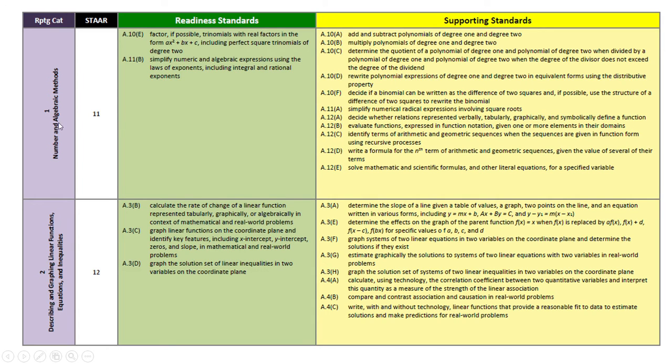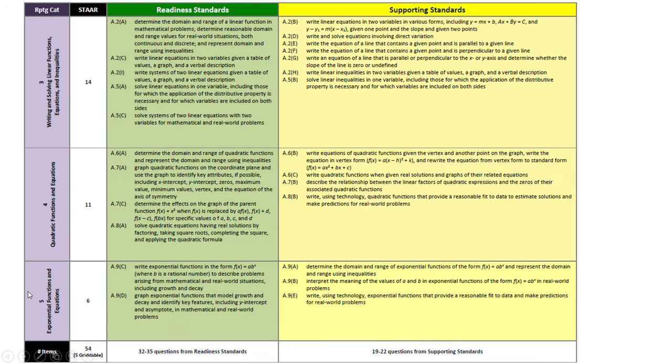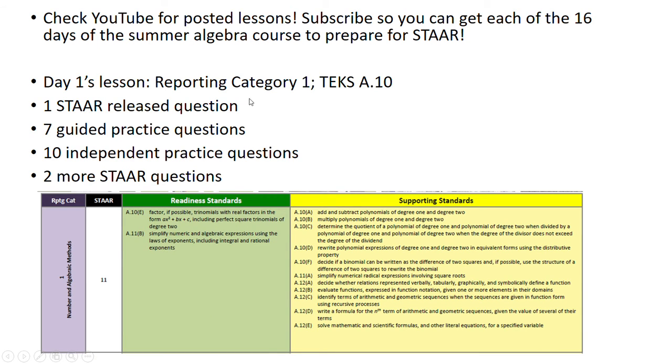11 questions come from category 1, which is where we're going to focus in on, especially this week. 12 questions are coming from reporting category 2, 14 from 3, 11 from 4, and 6 from 5. So today we're focusing on category 1, TEKS 8.10.